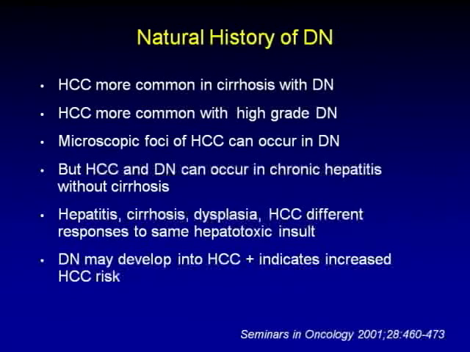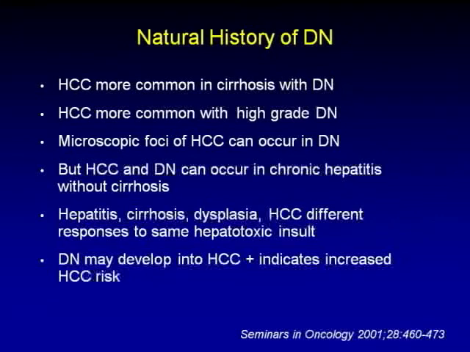It used to be thought that there was a straight route from normal liver, regenerative nodule, dysplastic nodule to HCC. Now we know you can get HCC in liver without having cirrhosis present. On the other hand, we also know that microscopic foci of HCC can occur within dysplastic nodules. So it's probably not one contiguous process, but two different signs of liver injury going on.